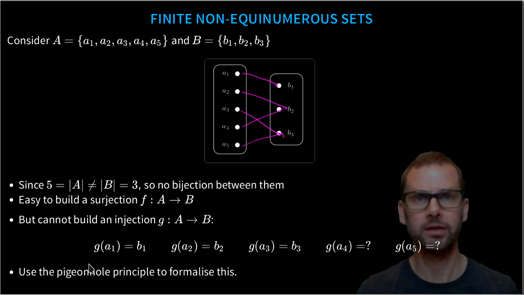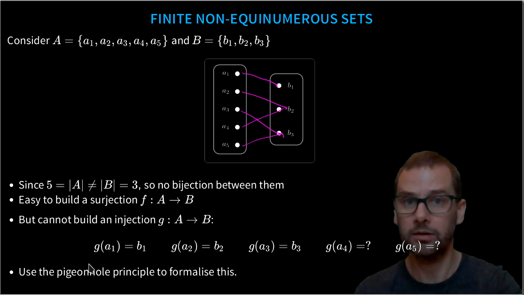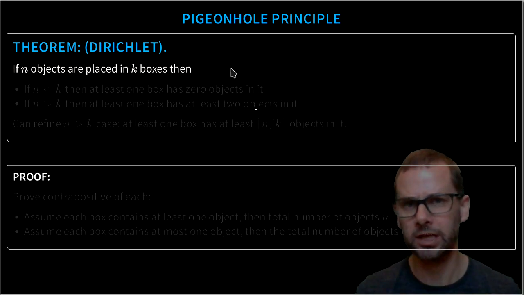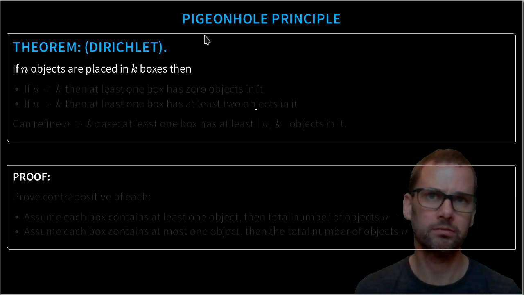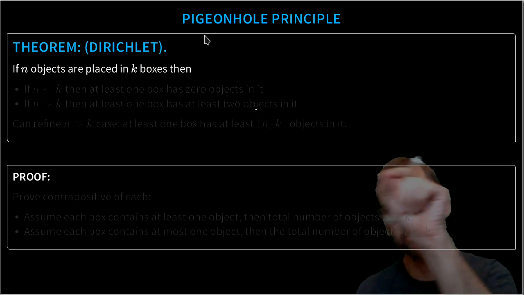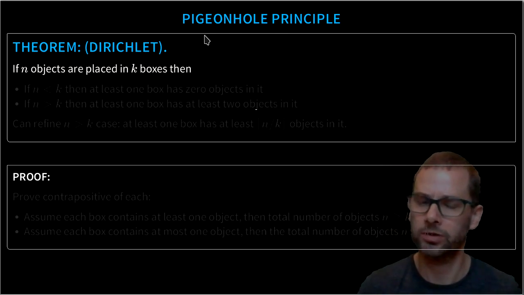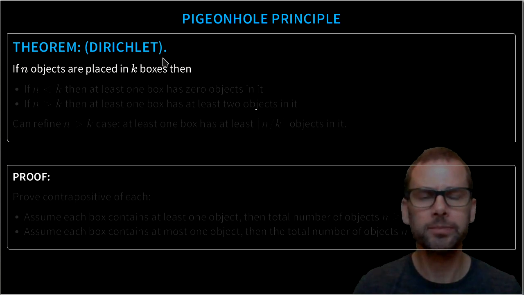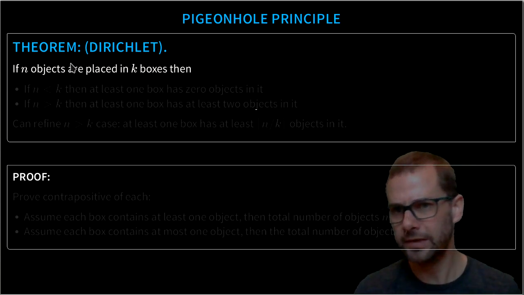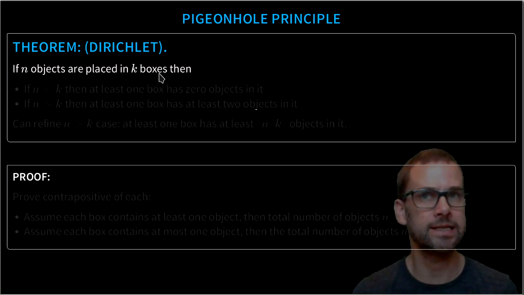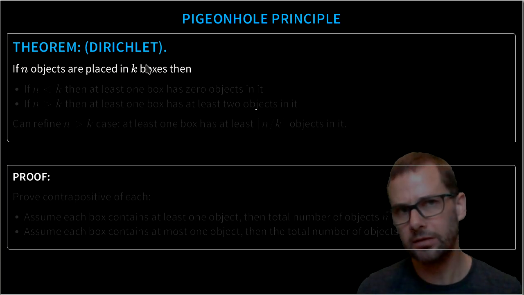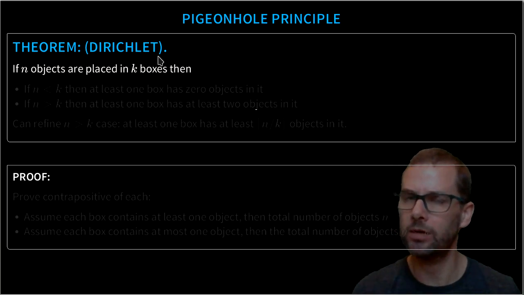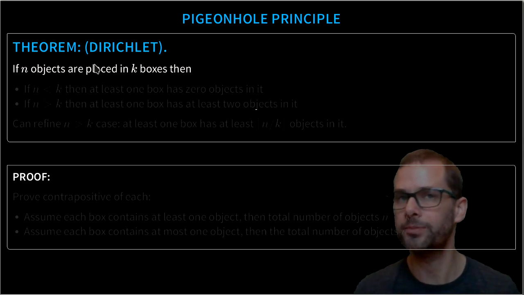So this is the pigeon that came up earlier in my video. So what is the pigeonhole principle? This is due to Dirichlet, and the pigeonhole here refers to an old-fashioned mail room where you put letters into little boxes, and those boxes are called pigeonholes. So this doesn't say anything very deep, but it helps to formalize the idea here. So we've got n objects being placed in k boxes. The idea is what happens if n is smaller than k, that is we have fewer objects than boxes, or if we have more objects than boxes.